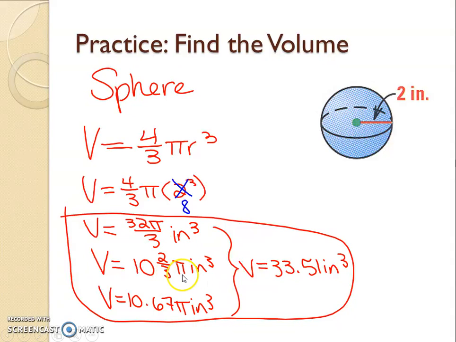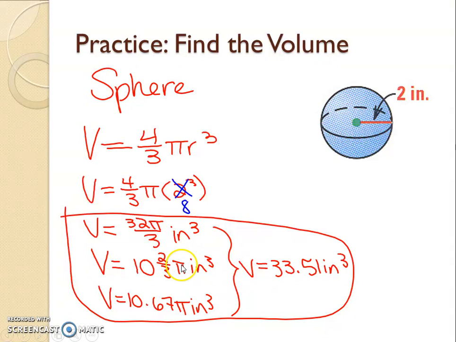2 2/3. And just write pi. Or if you type this in and hit pi, then you can just write 10.67 pi. You can write this, or hit pi after 10.67, after you round, and then you can write 33.51 cubic inches. So write all of these, okay? So you can write this, the same thing, or this.